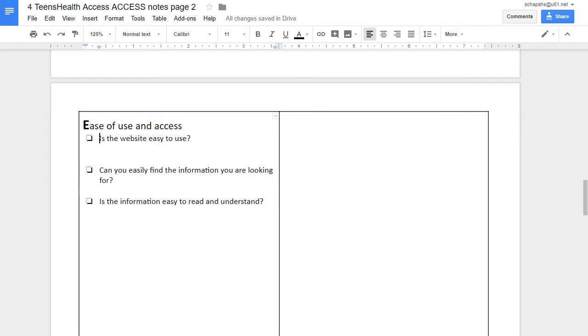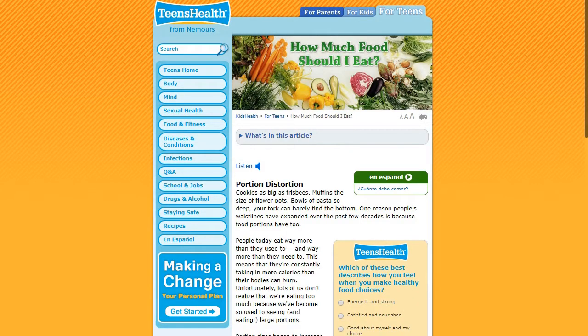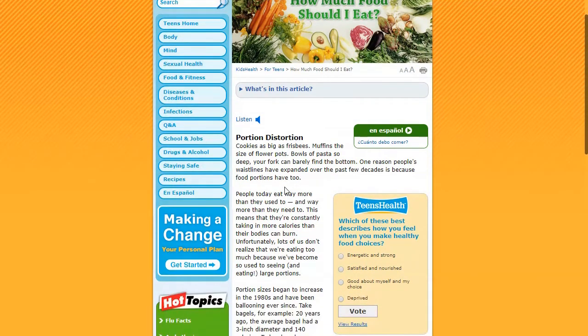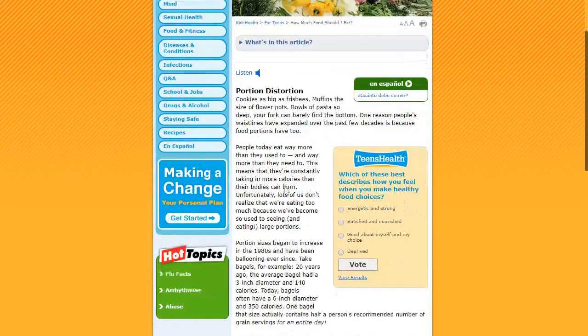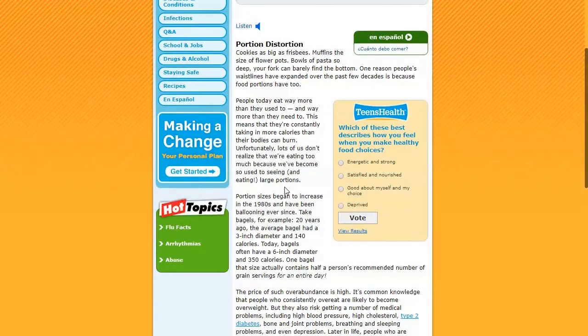This is important because if the site is complicated or hard to get around to find your answers, you may not use it because it's too frustrating, or you may not be able to find the answers to your questions. This is really a judgment call on your part. You will need to check out the website and see if the links work. Make sure you can find out where to go to get answers for your questions easily. You shouldn't have to click a million times to get to the answer you're looking for.